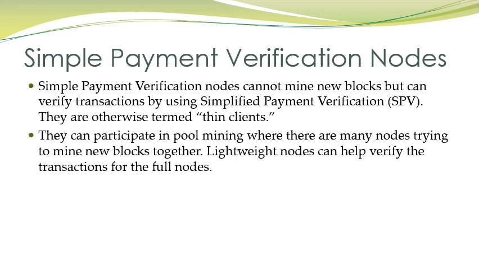Then the second type of node in the Bitcoin network is the simple payment verification node. These nodes are not as powerful as the full nodes. Simple payment verification nodes cannot mine new blocks. They cannot create or propose a new block. But they can simply verify transactions by using the simplified payment verification process.